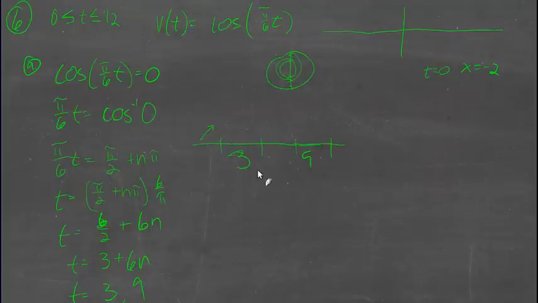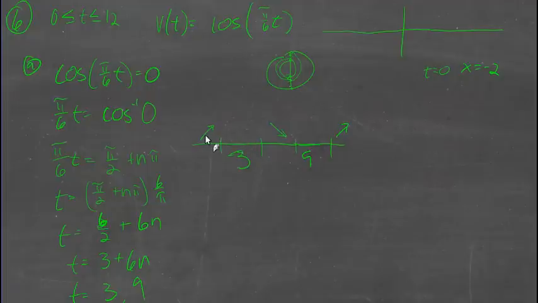And if we put in a number like 4, that's probably the easiest to do, 4 is going to be 2 pi over 3. What's the cosine of 2 pi over 3? It's negative 1 half, so it's negative. And then we go past 9, let's go to 10, so that's going to be 5 pi over 3. So the cosine of 5 pi over 3 is positive 1/2, so it's positive again.